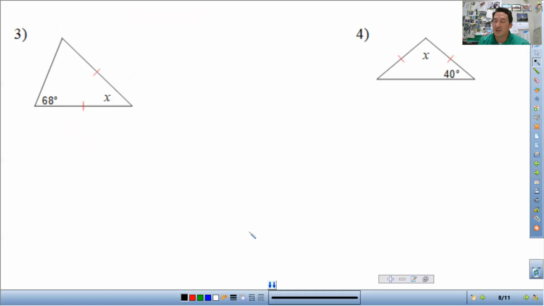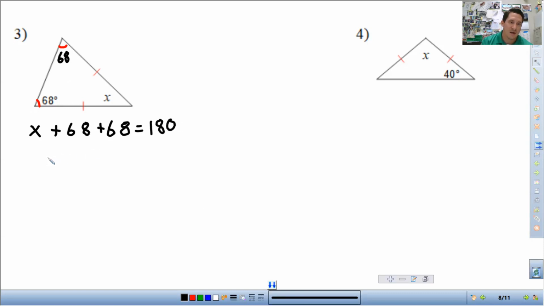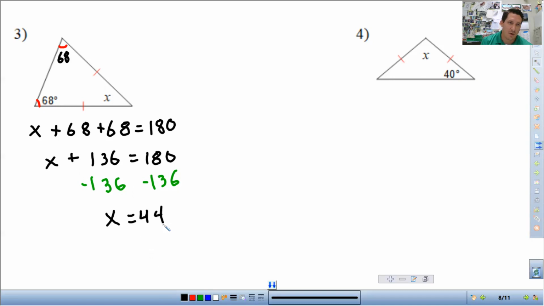These two are a little bit more challenging. It's still not very hard because we're trying to find the vertex angle now. So remember that the base angles are congruent. I'm going to put in some information here. So that means this other base angle is 68. And here you just need to remember that the three angles add up to 180. So x plus 68 plus 68 equals 180. Bring down the x, 68 plus 68 is 136. Subtract 136 from both sides. You get x is equal to 44.